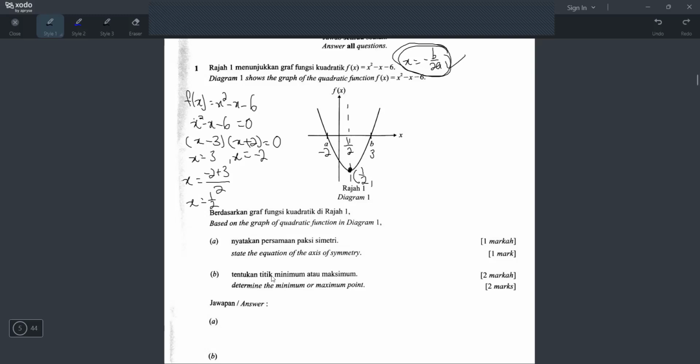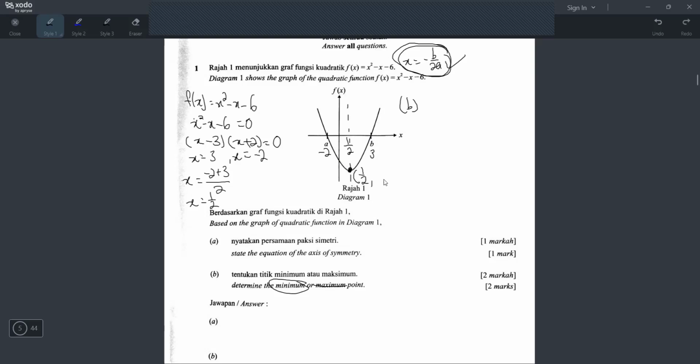Okay, let's go to B. For A, they only ask for the equation of axis of symmetry, so the answer is x equals 1 over 2. For B, they want you to determine the minimum or maximum point. It's definitely a minimum, because the shape of the curve is a U shape.